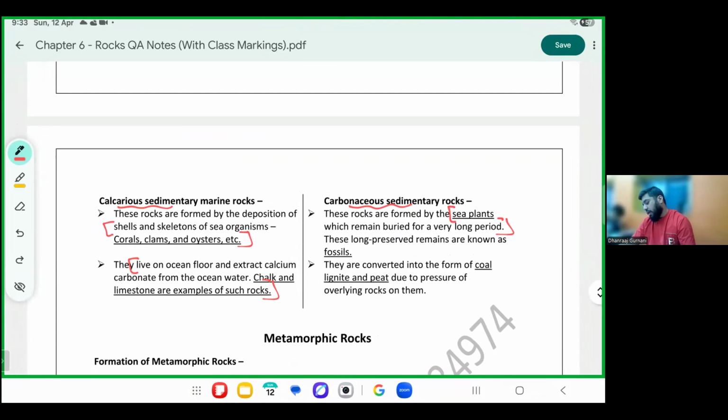Sea plants, these rocks are formed by sea plants which remain buried for a long time. They eventually become fossils. Carbonaceous rocks become fossils, which we just studied. We studied the process of coal being formed. Examples are coal, peat, lignite, bituminous, anthracite on the previous page. These are all types of coal which are formed by the pressure of overlying rocks. As soon as you hear carbon, you should know carbon is equal to coal.